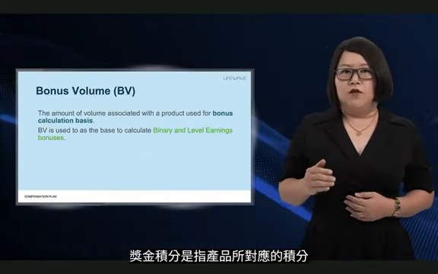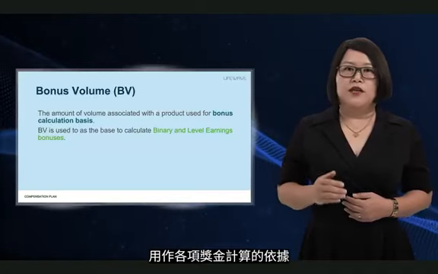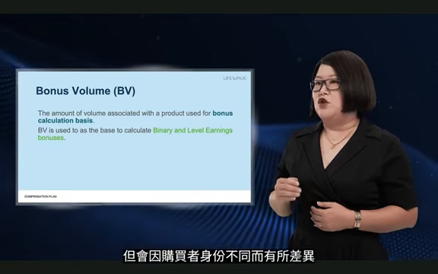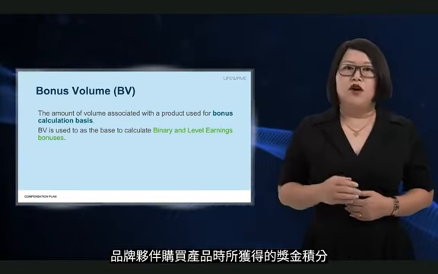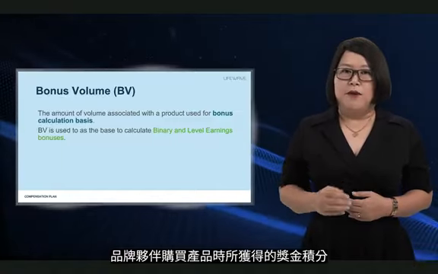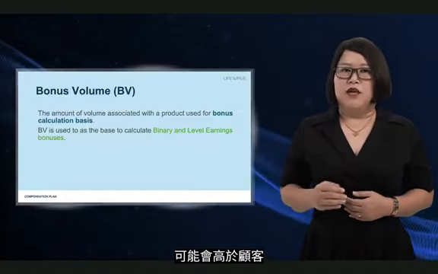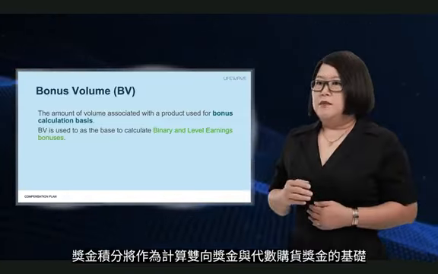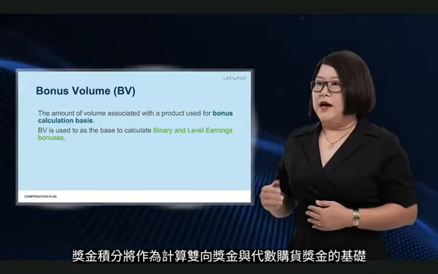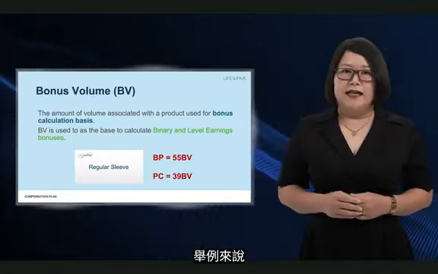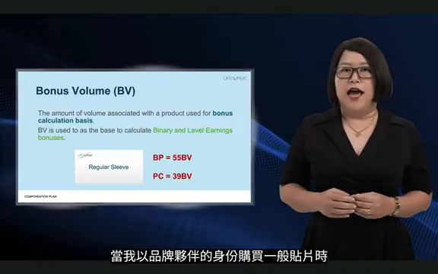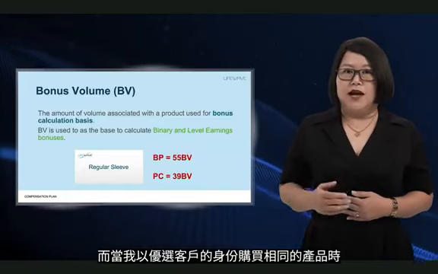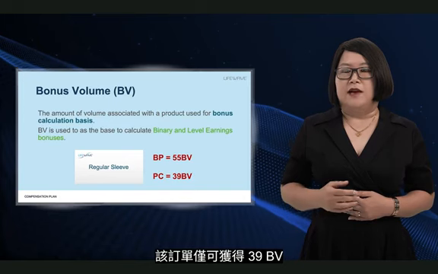Bonus volume is the amount of volume associated with a product used for bonus calculation. This volume amount is currency neutral and differs based on the individual making a purchase. Meaning, the value of BV, bonus volume, given for a brand partner purchase may be larger than the value given for a customer purchase, specifically a preferred customer or a PC Plus customer. Bonus volume is used as the base to calculate binary and level earning bonuses. As an example, when I purchase a regular sleeve of product as a brand partner, the order gives 55 bonus volume. When I purchase the same product as a preferred customer, the order gives 39 bonus volume.